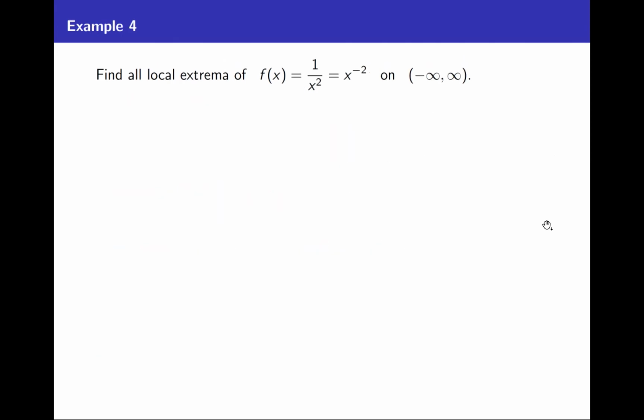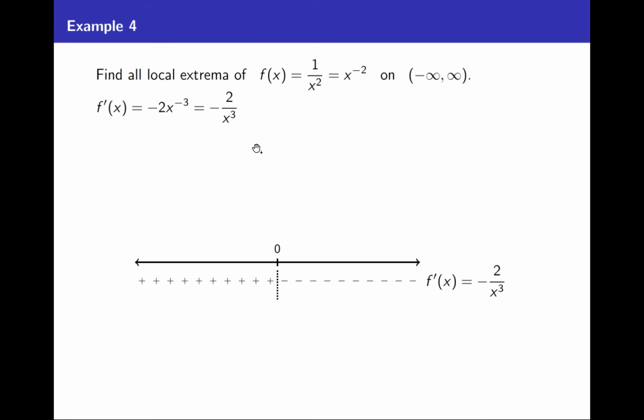New example. Here we're going to find all local extrema of f of x equals 1 over x squared, which is, as you know, x to the minus 2, again on the entire interval from negative infinity to infinity. So we know now that our procedure is going to be to find the critical points and then apply the first derivative test. So for the critical points, we have to compute the derivative. Here it is. F prime of x is negative 2 over x cubed.